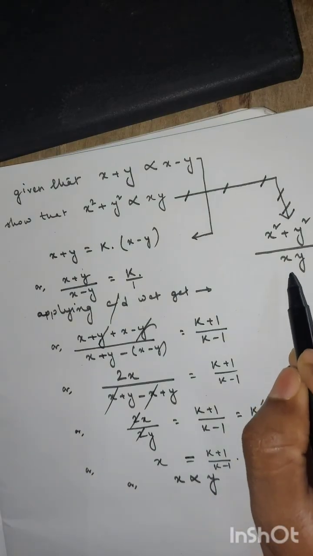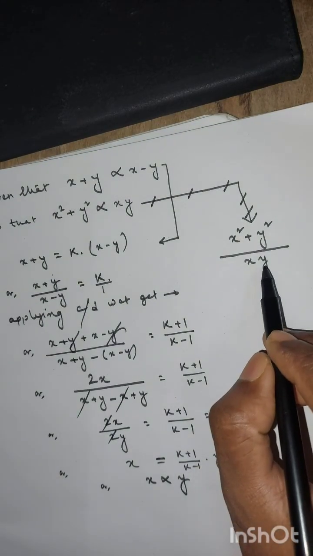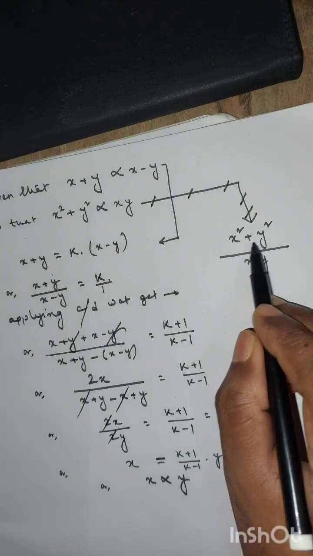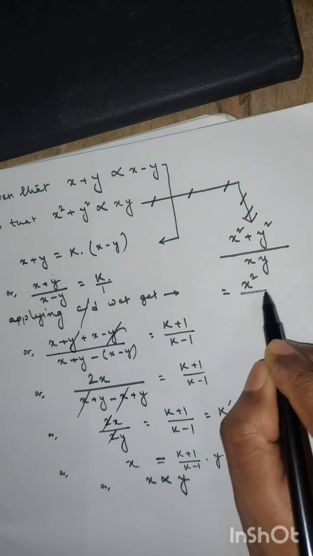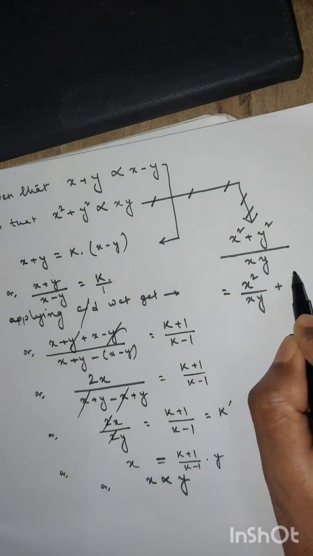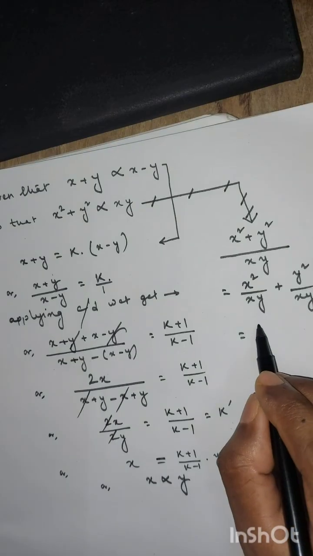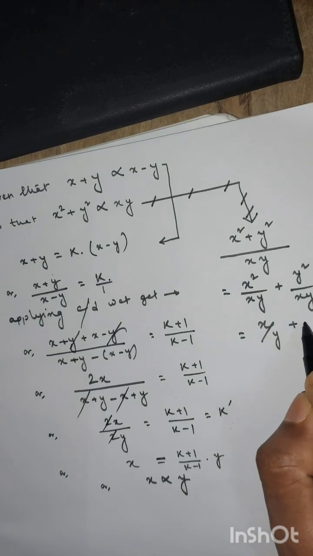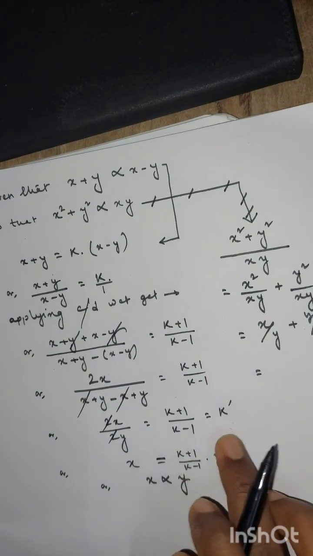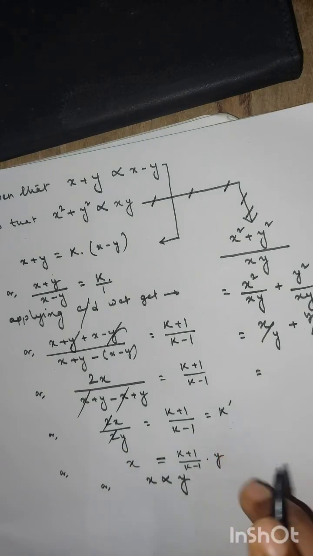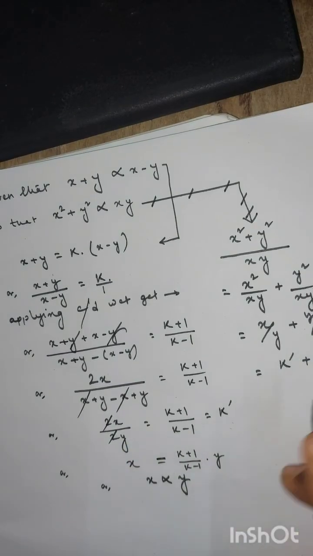So we are starting from this. Now we distribute xy with x square and y square. So it becomes x square by xy plus y square by xy. So this becomes x by y plus y by x. Now from here we know x by y is k dashed, so we can write k dashed plus y by x, which means 1 by k dashed.